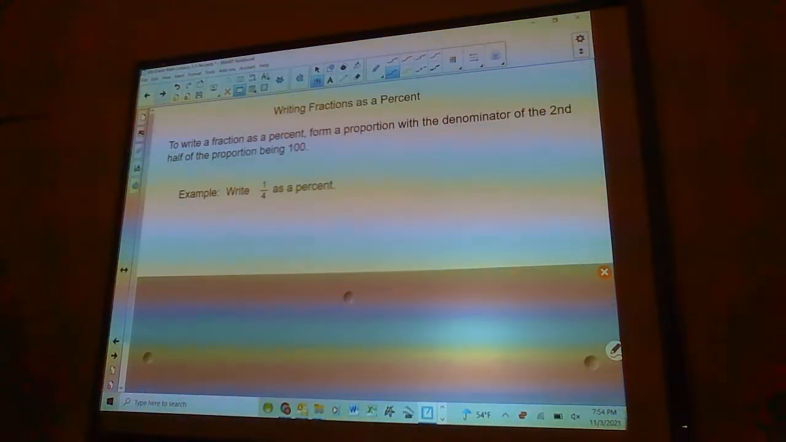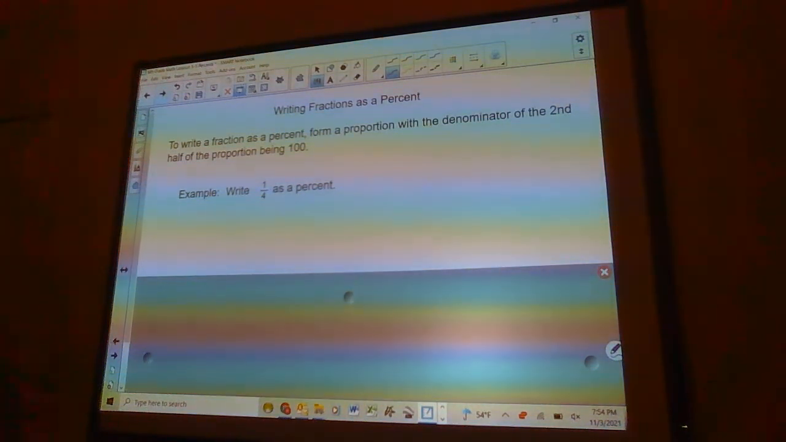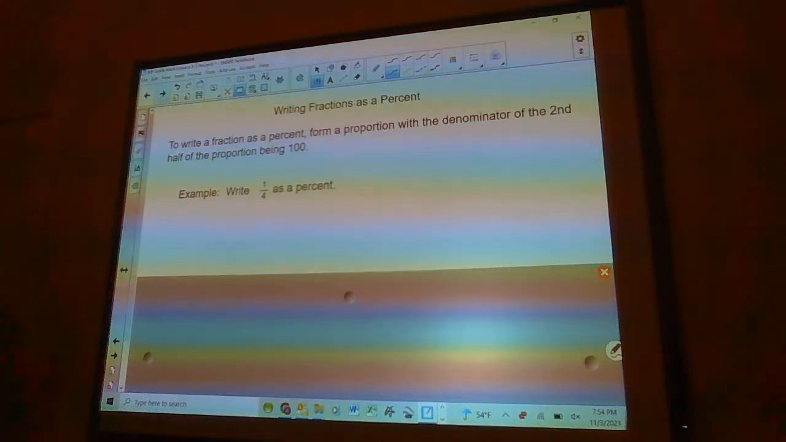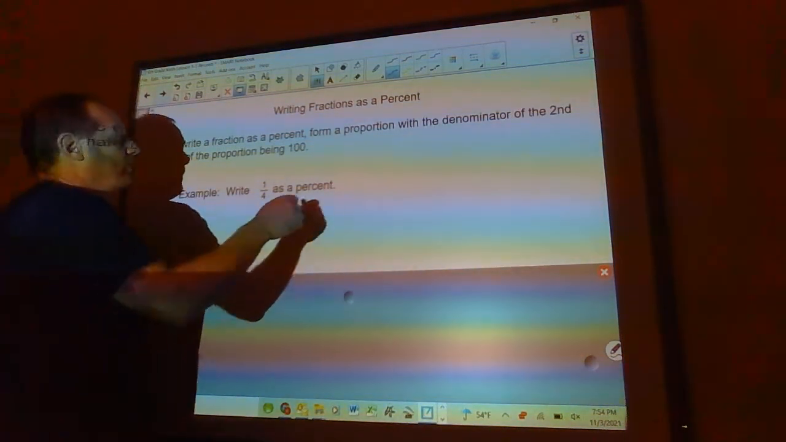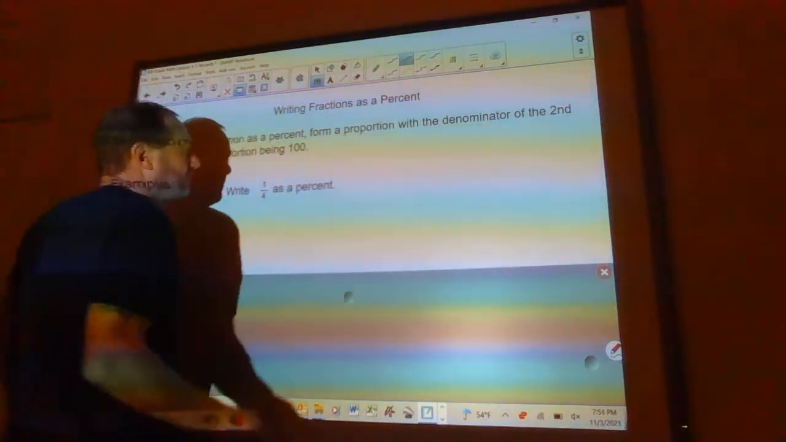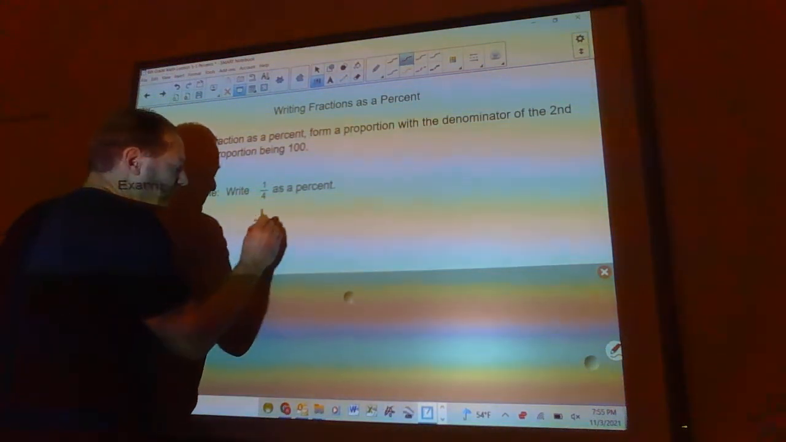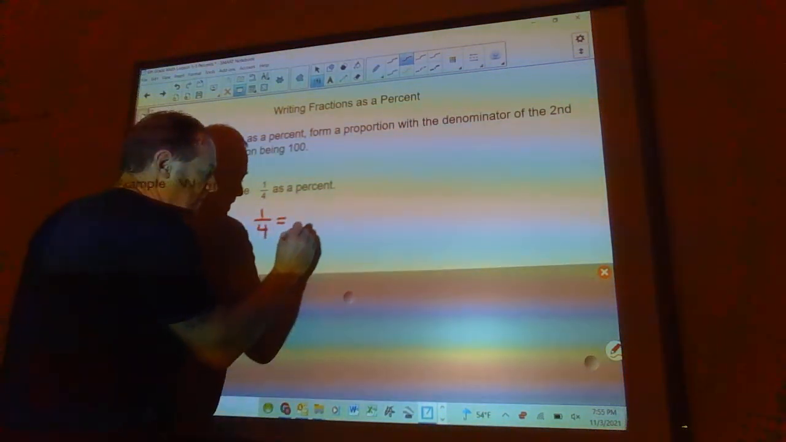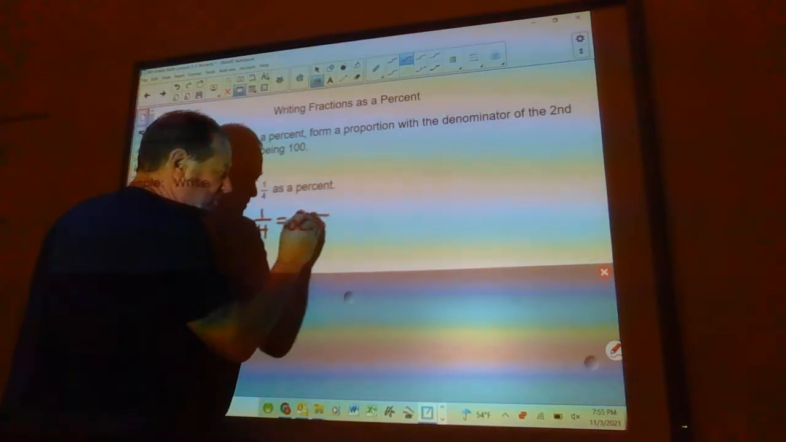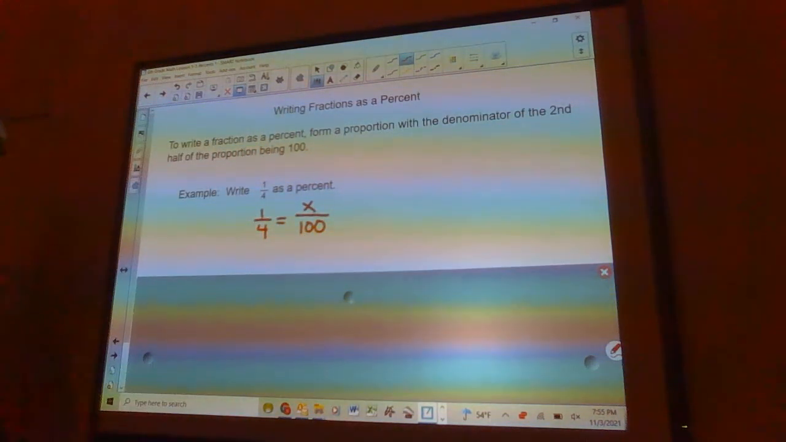Writing fractions as a percent. To write a fraction as a percent, form a proportion with the denominator of the second half of the proportion being 100. So write 1/4 as a percent. We're going to make a proportion, and the denominator of the second half is going to be 100.